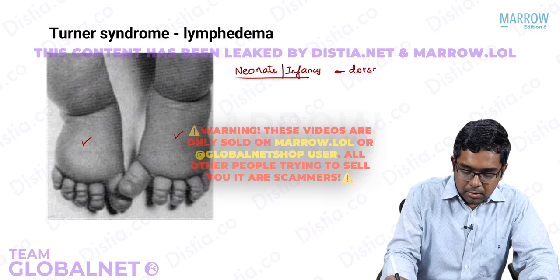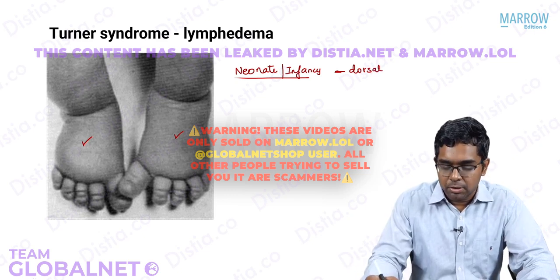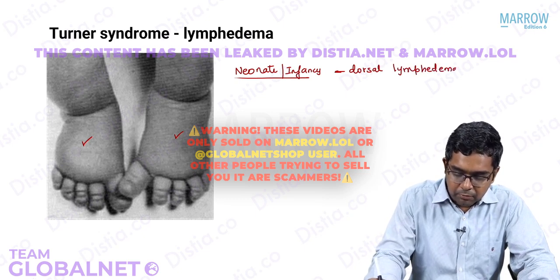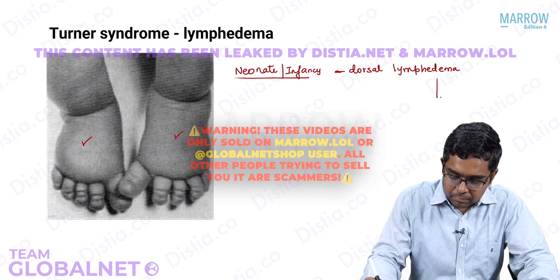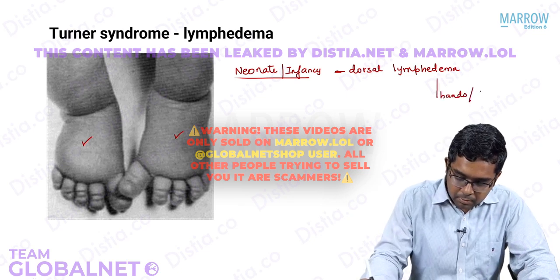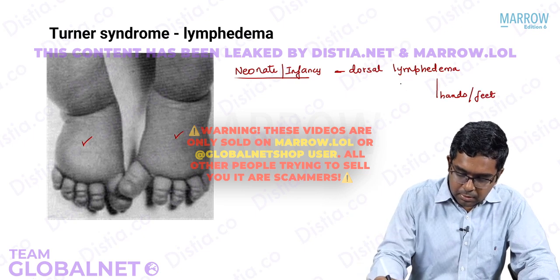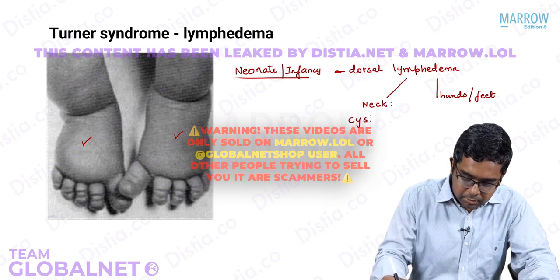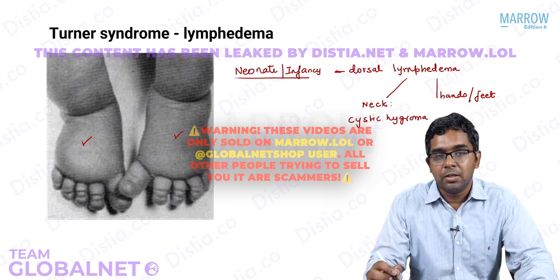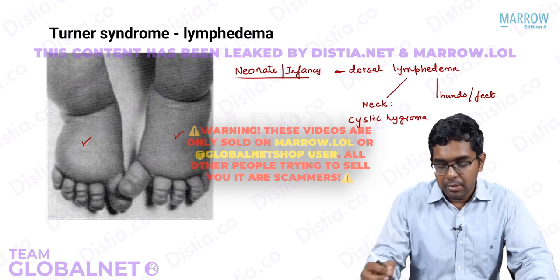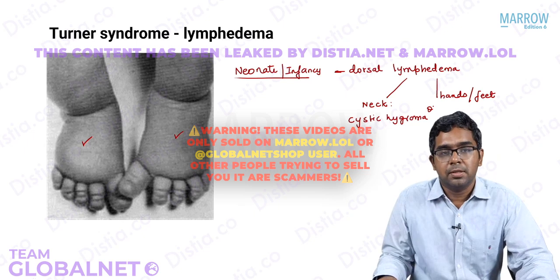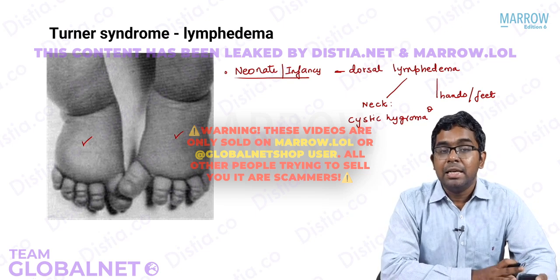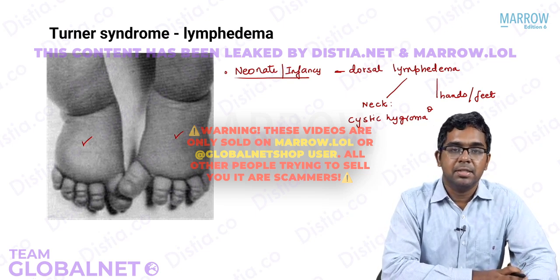Dorsal edema, and this is attributed to lymphatic obstruction. Okay, so I will call this lymphedema. Dorsal lymphedema of the hands and the feet. Sometimes this edema can occur in the neck region also, where it would be called cystic hygroma. And this association of cystic hygroma with Turner syndrome has already been asked in the exam as an MCQ question, so you should make a note of it. So in a small child, always remember edema, lymphedema of the hands, feet, and sometimes the neck region.